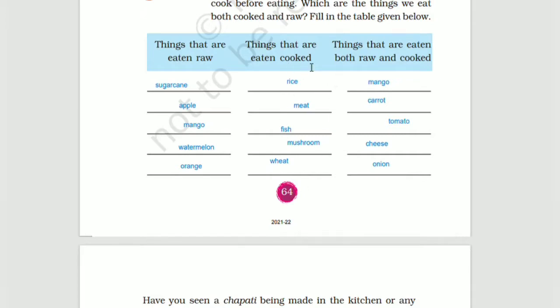What are they? The rice, meat, fish, mushroom, wheat. Can we use these as such? No, they cannot be used as such. They have to be cooked. After cooking only we are able to use these substances.